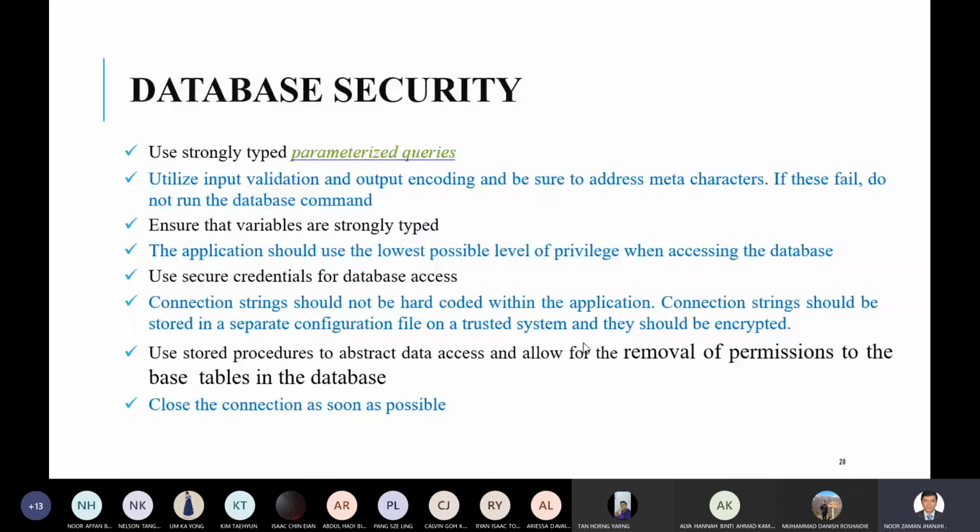So we are supposed to handle all these things, which are important as well. Now you can see how these things are important. Now, just go about the database security.